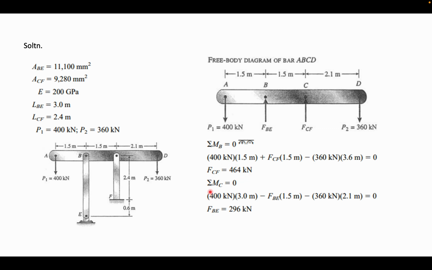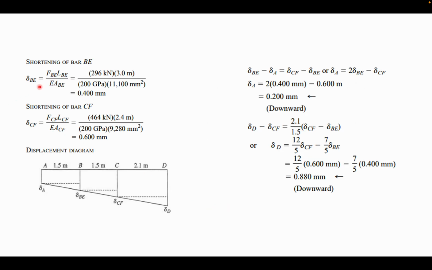Similarly, by taking the summation of moments at C as 0, we get the value of F_BE, which is equal to 296 kilonewtons. Now, by using the elongation formula, we can find the value of delta BE, which comes out to be 0.400 mm. Similarly, we can find the value of delta CF by using the elongation formula, and the value comes out to be 0.600 mm.